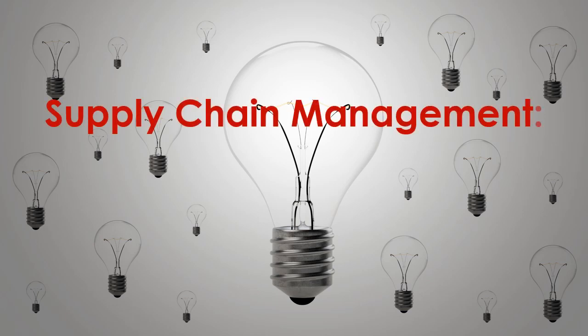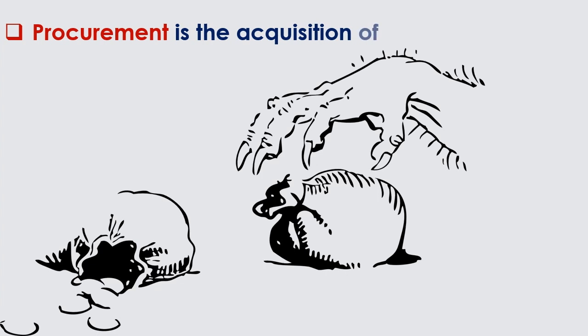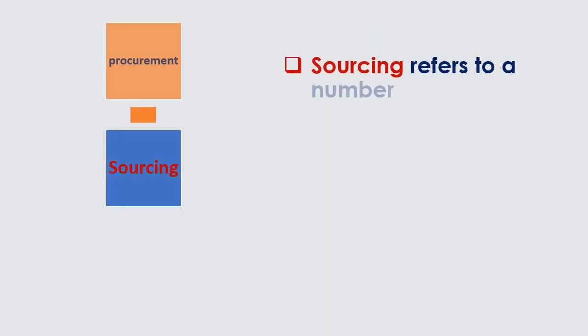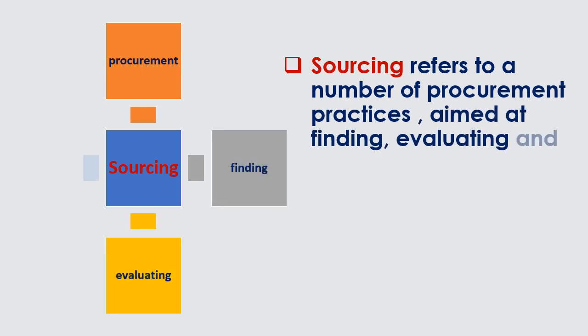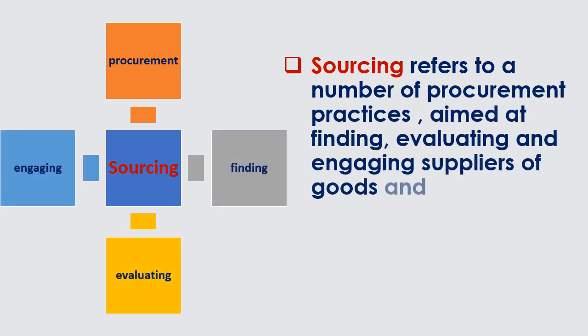Supply chain management, sourcing. Procurement is the acquisition of goods or services. Sourcing refers to a number of procurement practices aimed at finding, evaluating and engaging suppliers of goods and services.